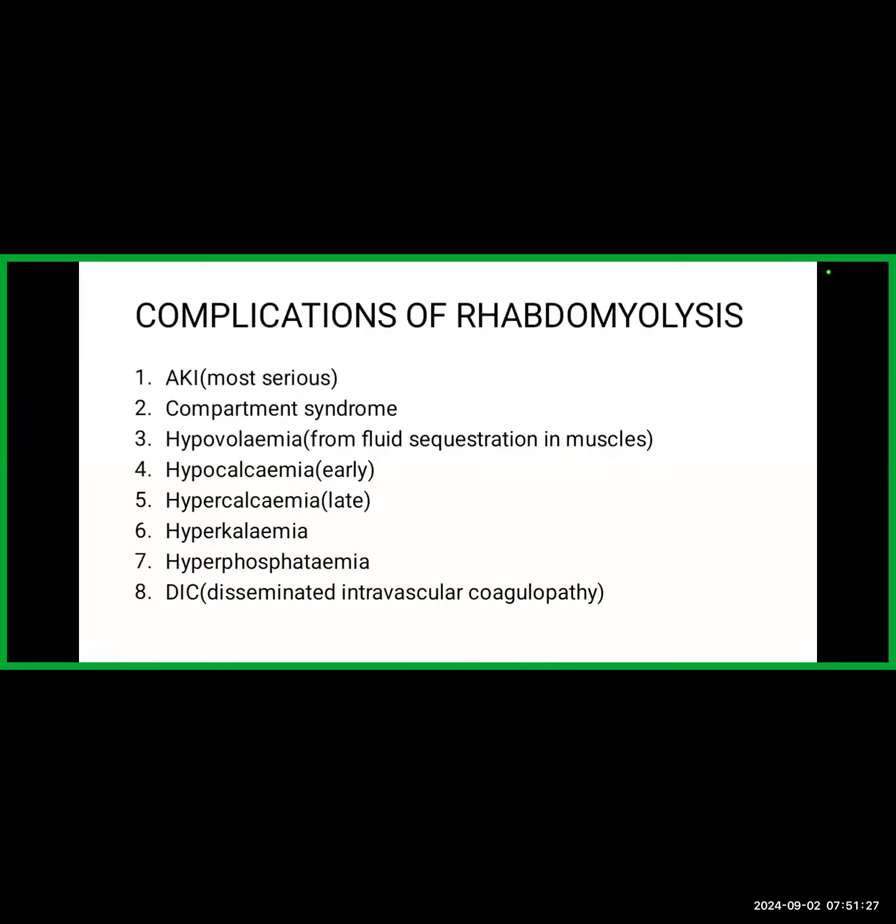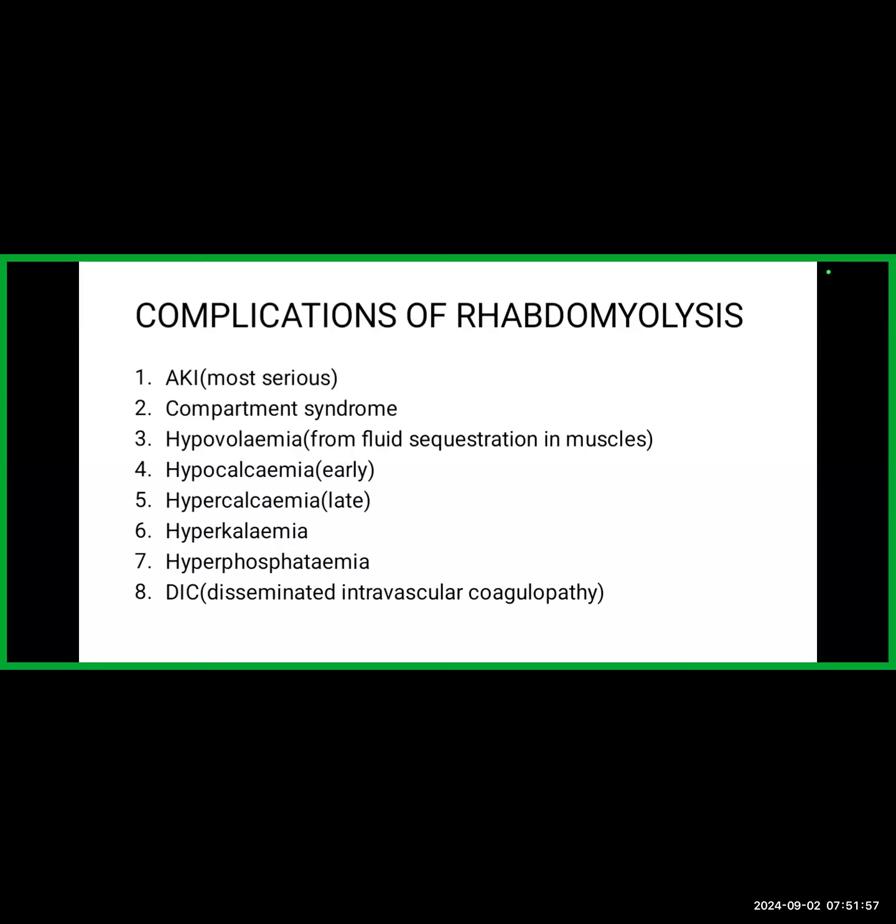So these are the complications of rhabdomyolysis. AKI is the most serious. Then they can develop compartment syndrome. You have hypovolemia from the sequestration of fluid into the muscles. You notice that this patient was actually in shock, even though there was no external bleeding or even a suspected internal bleeding. There may be internal bleeding, but generally it's because of the sequestration of the fluid into the damaged muscles that leads to the hypovolemia, effectively reducing the circulation and causing the perirenal hypoperfusion.